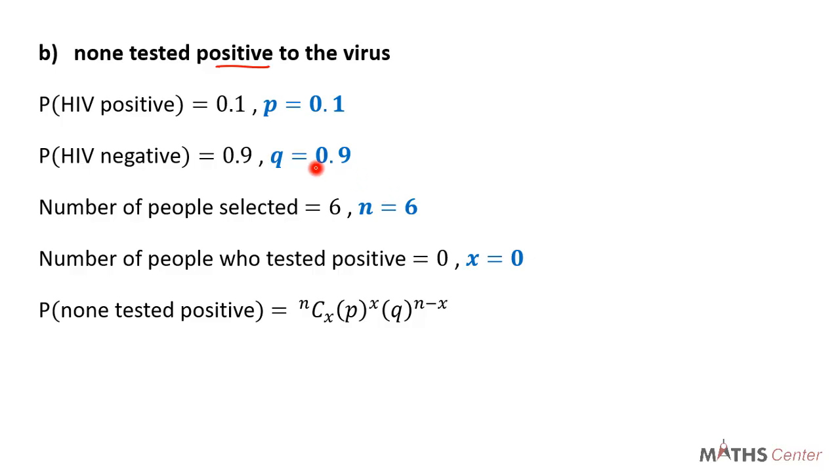When we substitute the values of P, Q, N, and X here, we are going to have 6 combination 0, 0.1 exponent 0, 0.9 exponent 6. And this gives us 0.5314. So the probability that none of them tested positive is 0.5314. Let's consider the third part of the question.